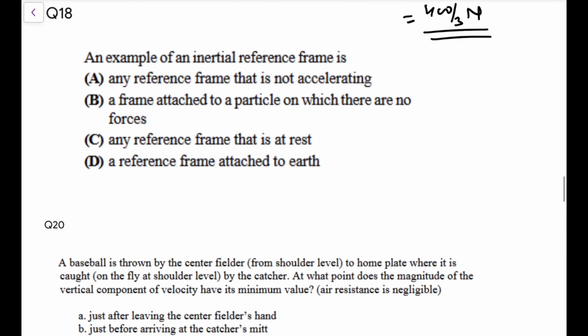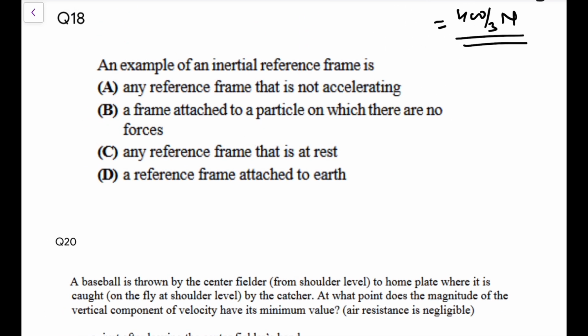Next. Now this is a very beautiful conceptual question. An example of an inertial reference frame is, now you know in an inertial frame, for a body for whom no force is acting, its acceleration must be 0, and if its acceleration is 0 with respect to an inertial frame, it will also be an inertial frame. So any reference frame that is not accelerating, now this is dubious, because who has given the certificate that it is not accelerating?